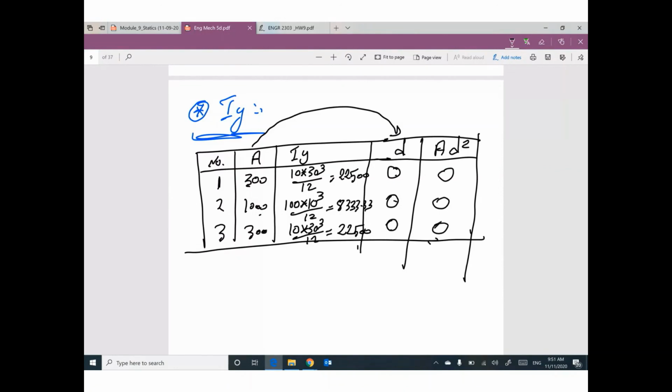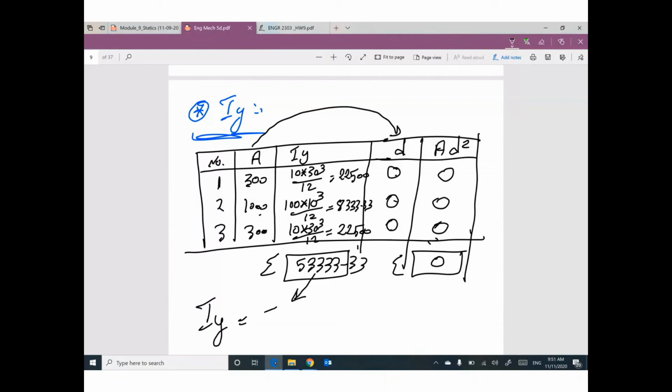Go ahead and get the summation here. We have 0 here. We have 5,003. So the final value for Iy will be this number plus this number. If you have one, put it. So the final value will be this number inch to 4.